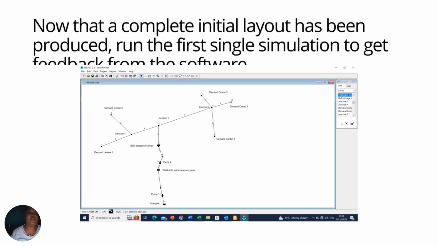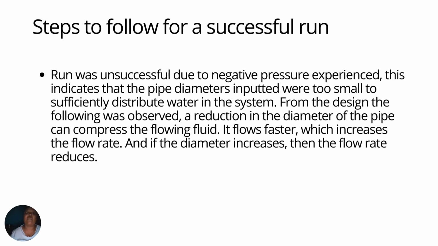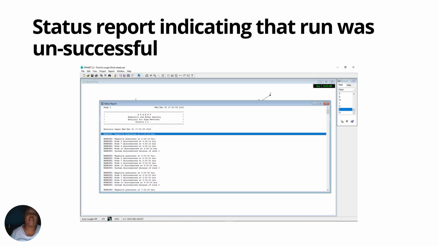Now, after doing all the aforementioned steps, I went on to insert the pipes throughout the network, as you can see on this particular screenshot. After putting in the pipes and the nodes, I ran the first single simulation to get feedback from the software. After running the simulation, it was found to be unsuccessful. Then the system, EPANET, gives this report to show that the simulation was unsuccessful.